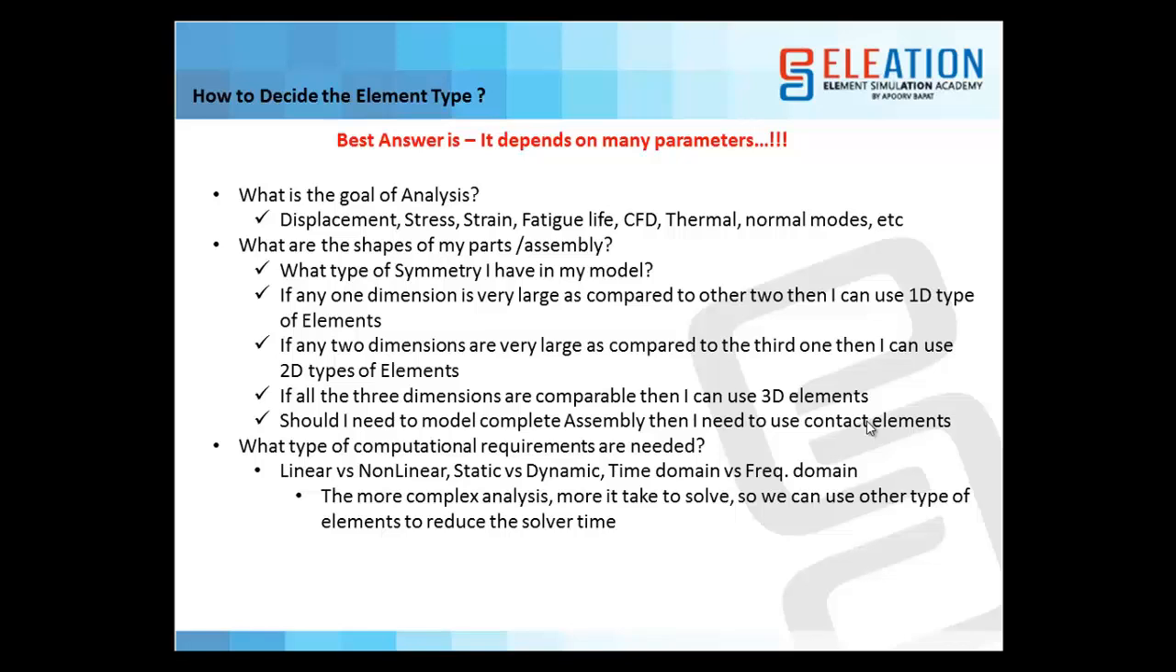If any one of the dimensions is very large, then I can use 1D types of elements. If two dimensions are very large compared to the third one, then I can use 2D types of elements. If all three dimensions are comparable, then I can use 3D types of elements. Or should I need to model a complete assembly, then I need to use contact elements. So there are some parameters on which my type of element depends.